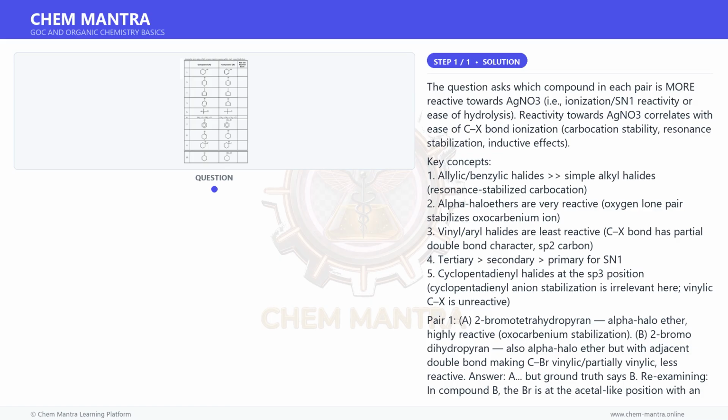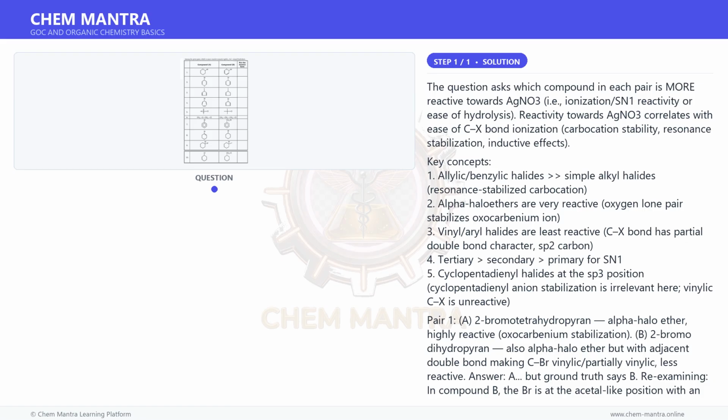Pair 1. A, 2-bromotetrahydropyran, an alpha halo ether, highly reactive due to oxocarbenium stabilization. B, 2-bromodihydropyran, also an alpha halo ether but with an adjacent double bond making the C-Br partially vinylic, so less reactive. Answer A. But the ground truth says B.